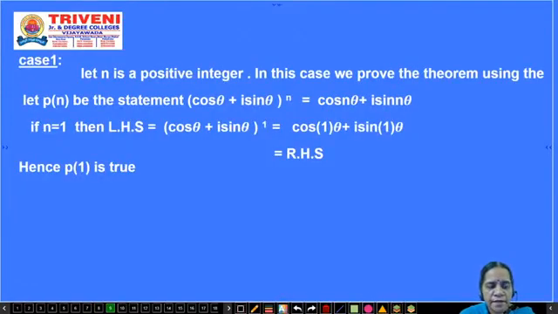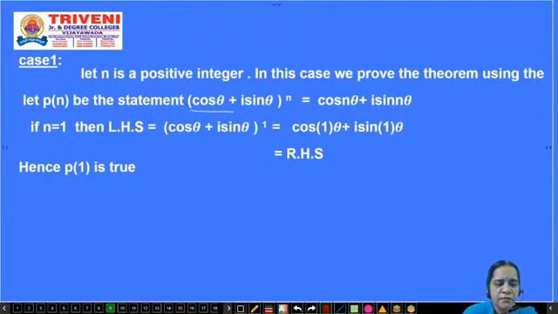Case 1. Let n be a positive integer. In this case, we have to use the theorem. Let P of n be the statement: (cos theta plus i sin theta) whole power n is equal to cos n theta plus i sin n theta.